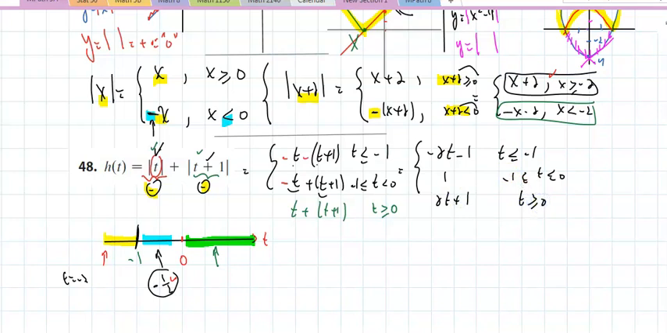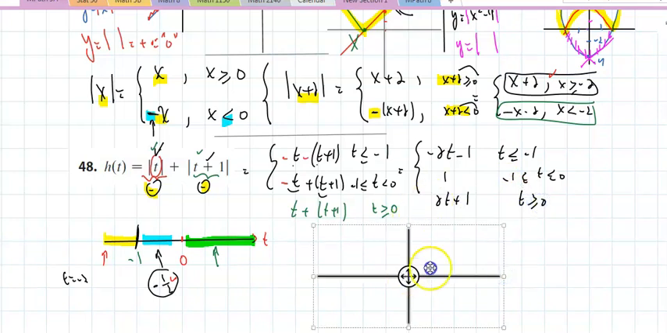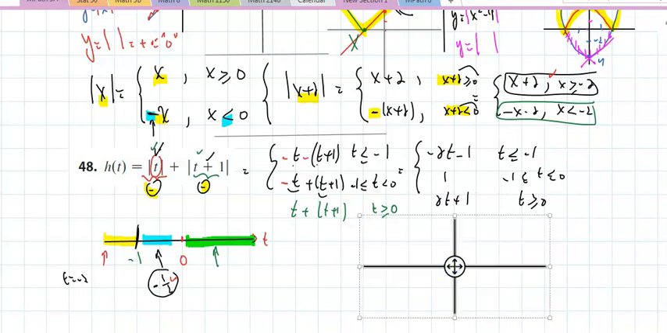If you want to graph it, I'm not that worried about the graph. If you want to graph this, when you plug in negative 1, you will get a 1, negative 1, 1.